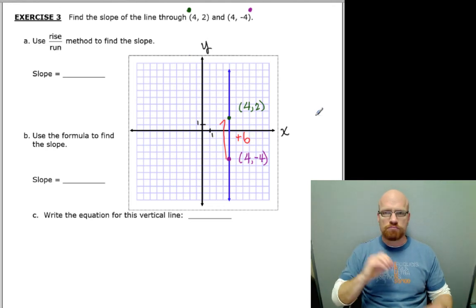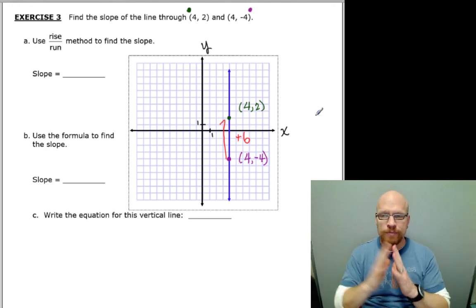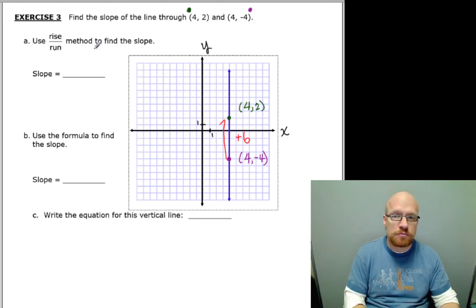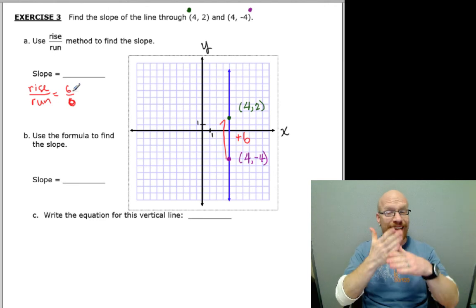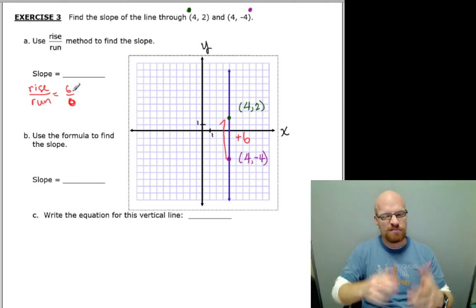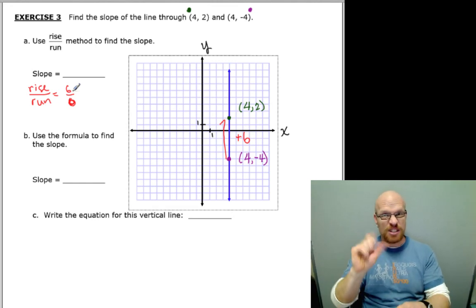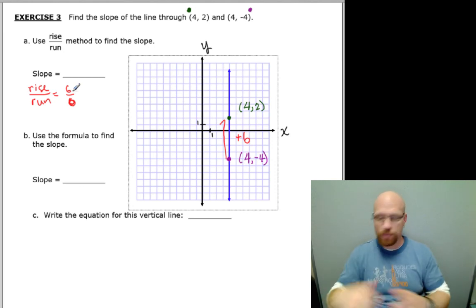But I have no run, no this way or this way. So that's going to mean zero. But any number divided by zero, we call undefined. So therefore that's the slope. Call that undefined, not having a numerical value.